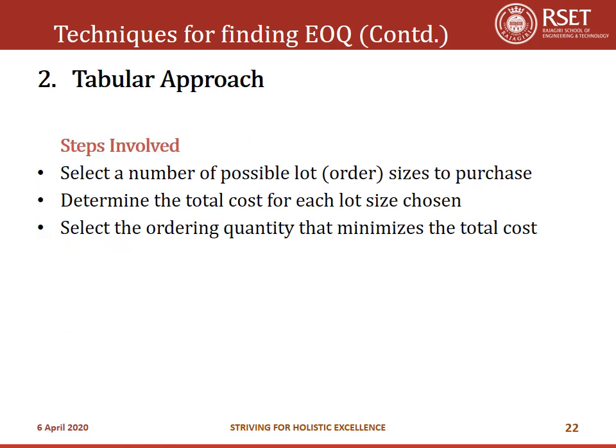So that was the mathematical approach. Next, we are going to see a simpler approach, which is the tabular column approach. In the tabular column approach, we select a number of possible lot sizes to purchase. You determine the total cost of each lot size chosen, and then look at the table and select the ordering quantity that minimizes the total cost. That is, you write everything down in a table, and from the table you take the ordering quantity that minimizes the total cost. You will check for various possible lot sizes. That is the tabular column approach, not that complicated.